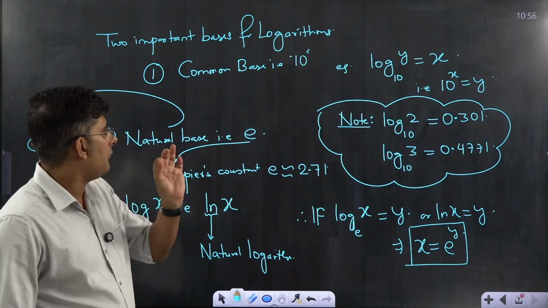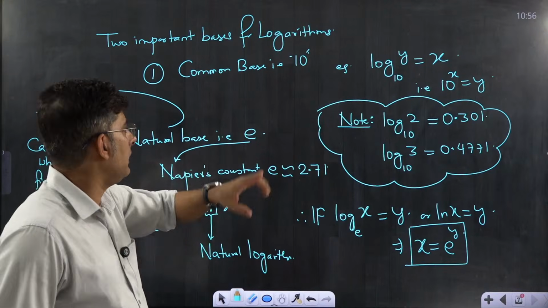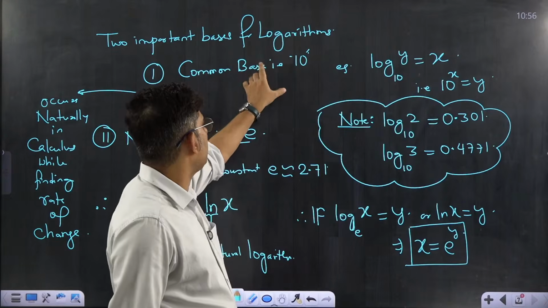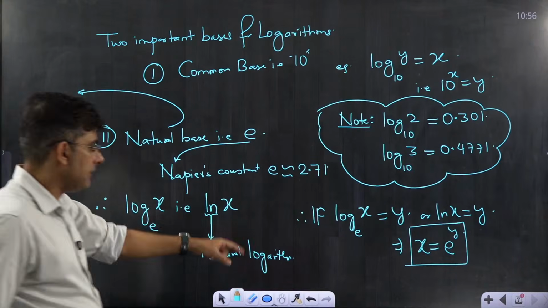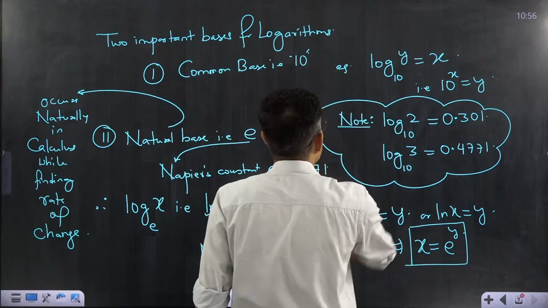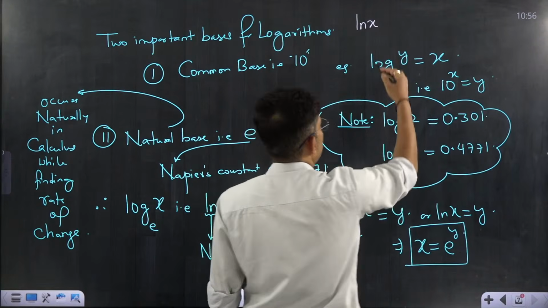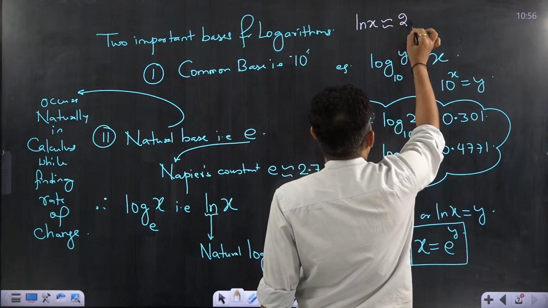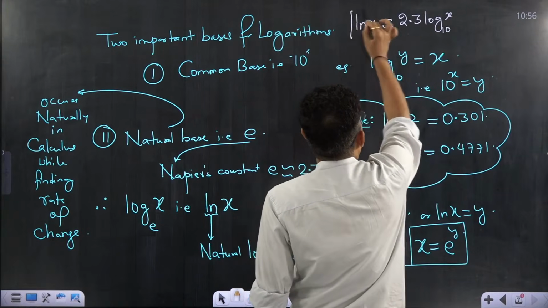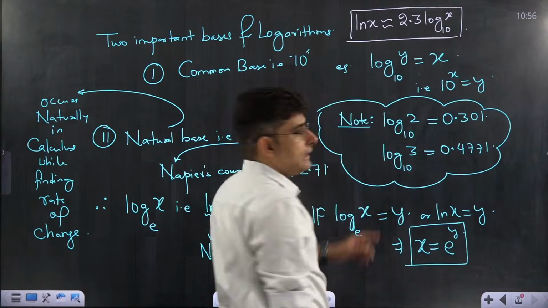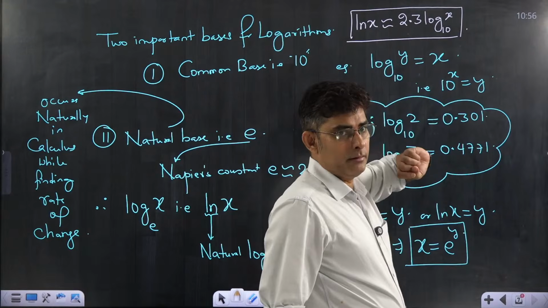So I will just take a moment to relate these two. Why? Because this is very, very important. In standard books, in logarithm tables, you will be given 10 base, but natural logarithm is ln x. So there is an important conversion factor which I will write over here. Everyone should know how to convert ln x into common base. Ln x is approximately 2.3 times log x to the base 10.